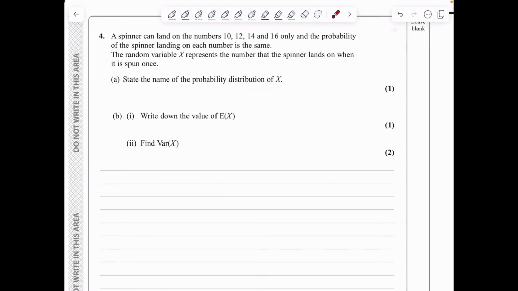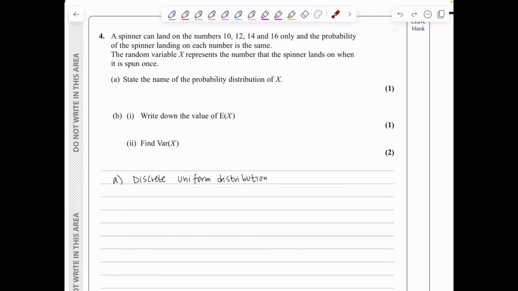In question 4, we've got a spinner that can land on the numbers 10, 12, 14, and 16, and we're told that the probability of landing on each number is the same, and we've got the random variable capital X representing the number that the spinner lands on, and we need to state the name of the probability distribution of X. Well, since all outcomes are equally likely, then we're looking at a discrete uniform distribution, the keyword here being the uniform.